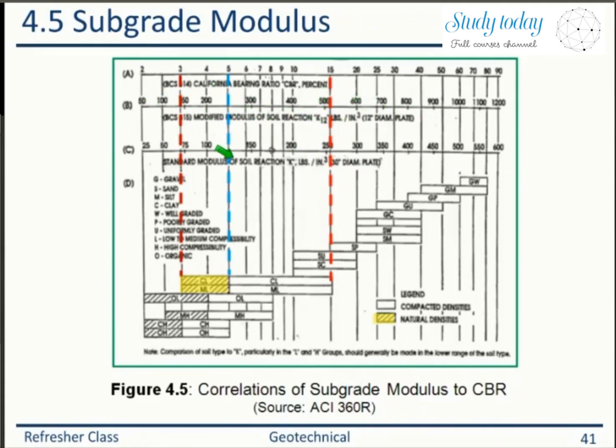These values are related to the type of soil being used as your subgrade material. So this is your gravel. Gravel has a higher CBR value and a higher K value.